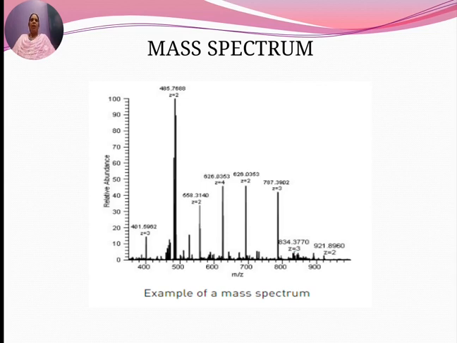The height of the peak represents the abundance. How many ions of a specific mass are present? This is your mass spectrum, which is drawn by taking m/z ratio on the x-axis and relative abundance on the y-axis. Each component will have its own peak.